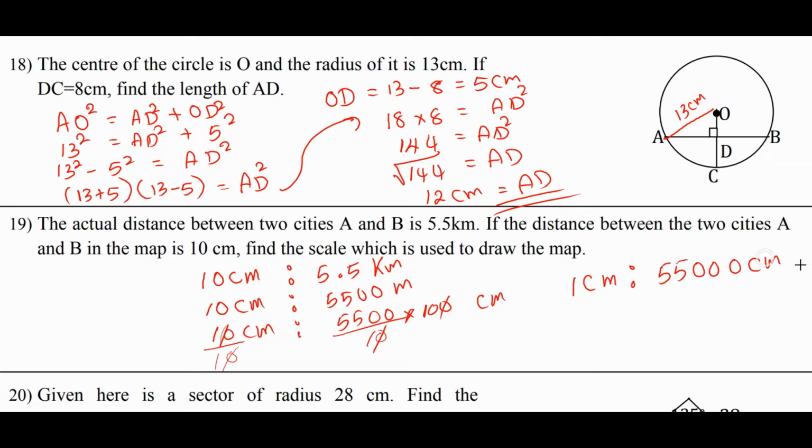Here is centimeter, here is centimeter. Now we can write the scale 1 to 55,000. This is the actual scale. That means in the map, 1 centimeter represents an actual length of 55,000 centimeters. 19 is done. Let's try question number 20.